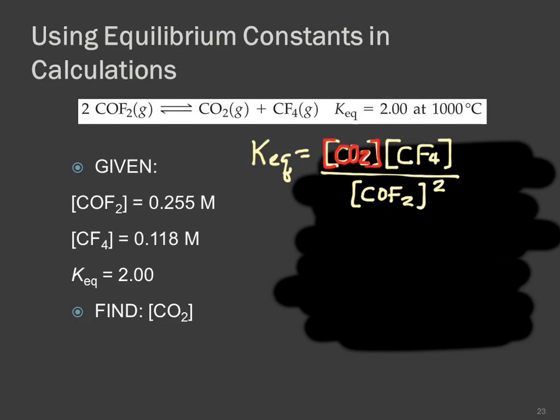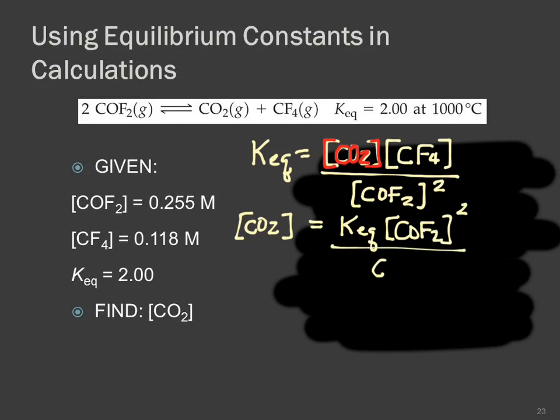So we need to rearrange this equation. I'm going to multiply both sides by the denominator, and then I'm going to divide by the CF4. So we're going to end up with CO2 being equal to KEQ times COF2 squared divided by CF4. If you have issues rearranging equations like that, please ask me and I'll help you with that.